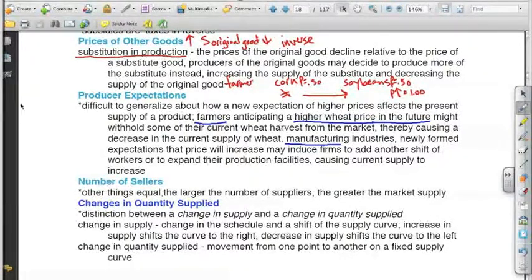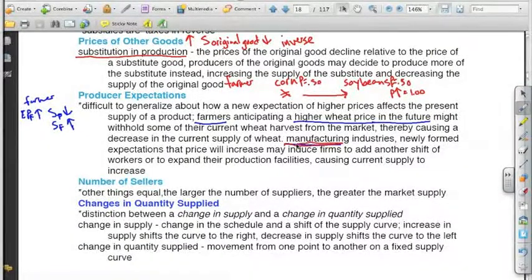So if I'm a farmer and I expect the price of the future to increase, then my supply today, or of the present, will decrease. And then once I hit the supply of the future, it will increase.